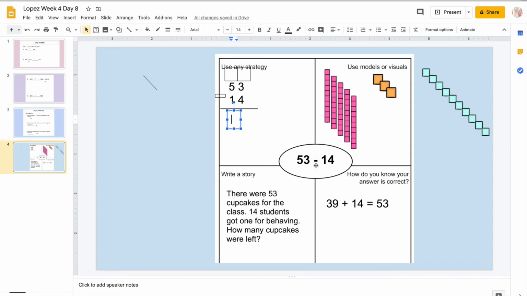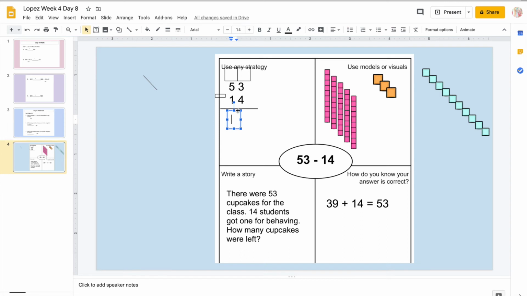Okay, so now we're going to move on to our fluency for today, and our equation is 53 minus 14. If you look, we have a subtraction symbol, which means we are looking for the difference, which means we are going to be taking 14 away from 53. It's asking us to use any strategy. Lining these numbers up based on the place value and using the standard algorithm is a great strategy to use here. So let's go ahead and get started.